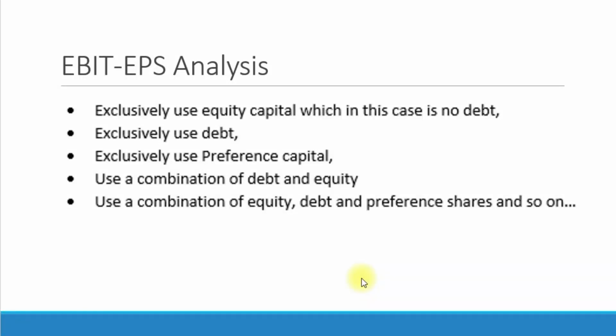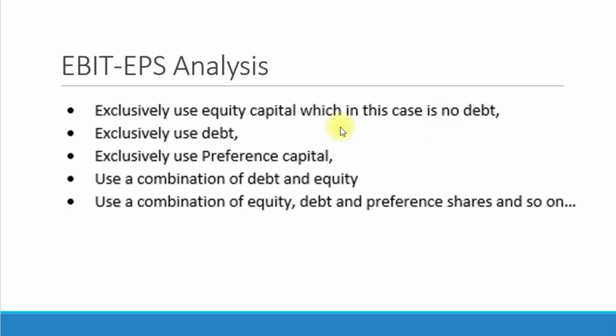EBIT-EPS analysis. This involves a method that covers the effects of leverage, involving a comparison of financing methods under EBIT assumptions. That is to say, a firm has the choice of raising funds for financing its investment proposals from various sources in different magnitudes.